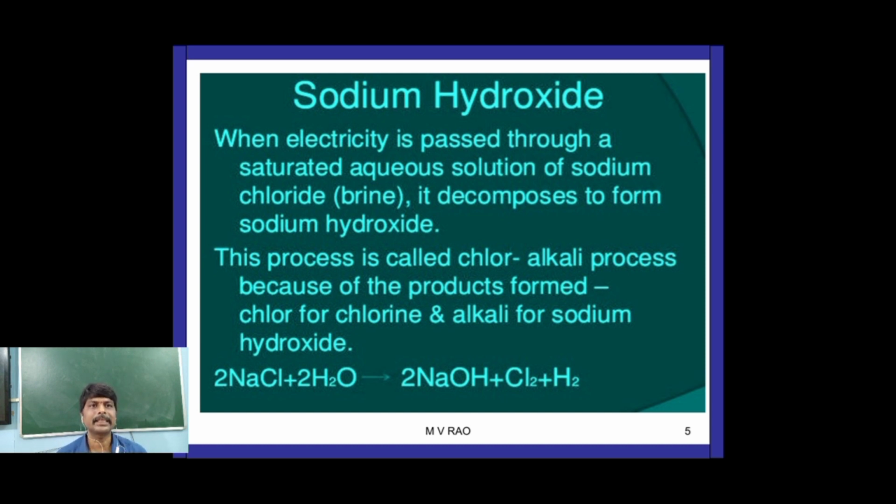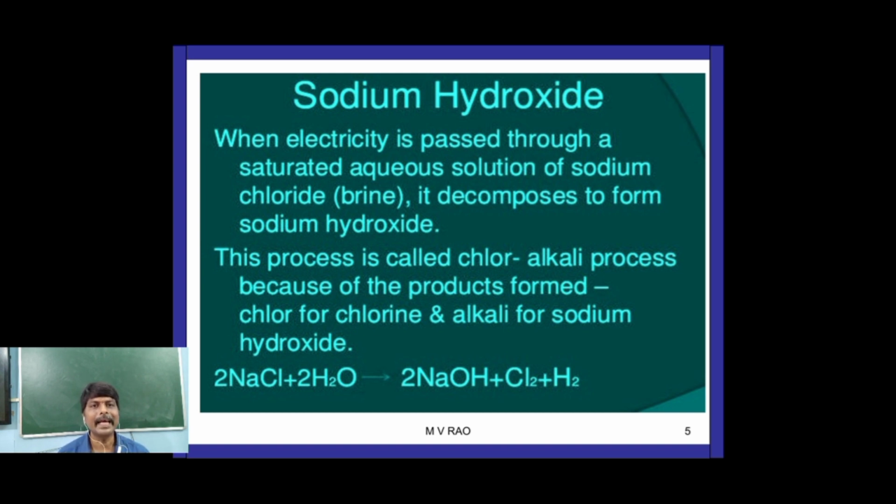So first of all you will see sodium hydroxide. It is also known as caustic soda. Sodium hydroxide, caustic soda, formula is NaOH. How to prepare this sodium hydroxide? You know already, just before this slide I told you what is the raw material required to prepare sodium hydroxide. Yes, salt, common salt. When electricity is passed through a saturated aqueous solution of sodium chloride, it decomposes to form sodium hydroxide.